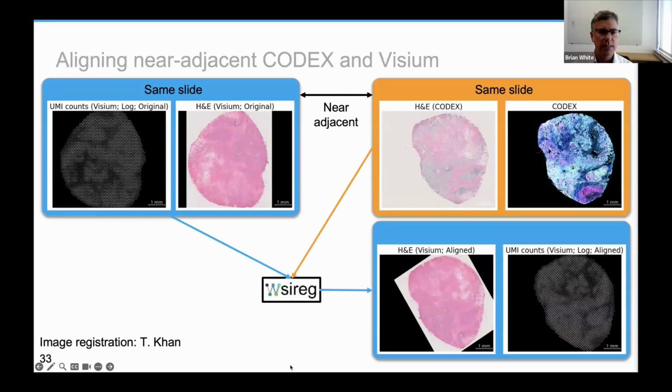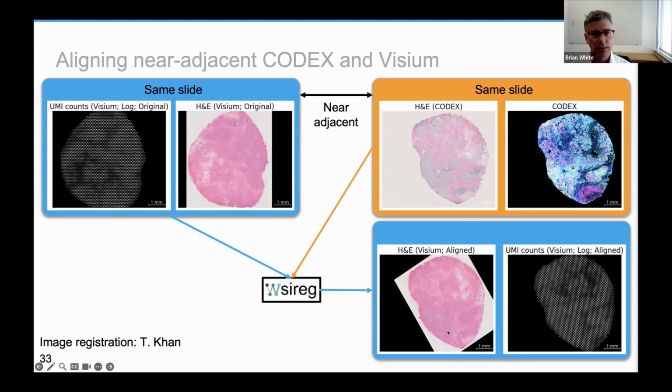We went on to validate these deconvolved cell type proportions by comparing them to Codex-derived results on a near adjacent tissue section. So as I mentioned previously, and I'm showing here again, both modalities, the Visium and the Codex, are paired with H&E performed on the same tissue section. So we aligned the associated near adjacent H&E images from Codex and from Visium, and then we applied that alignment to the associated molecular data, the Visium transcriptomic data and the Codex data. And so what I'm showing here at the bottom right is the Visium data after it's been aligned to the Codex.